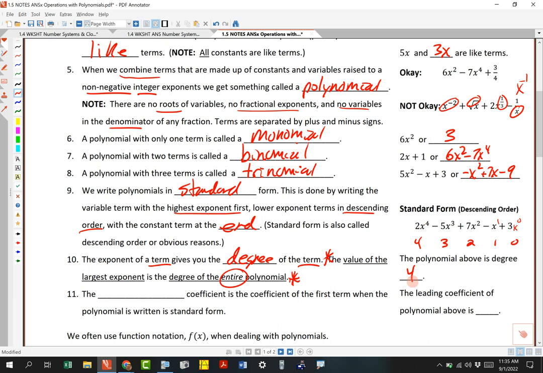Okay, and then the last vocabulary we're going to talk about is the leading coefficient. So the leading coefficient is the coefficient of the first term when it's written in standard form. When it's written in descending order, okay, what's the leading coefficient? It's the coefficient of the leading term. So in this case, it's the 2.